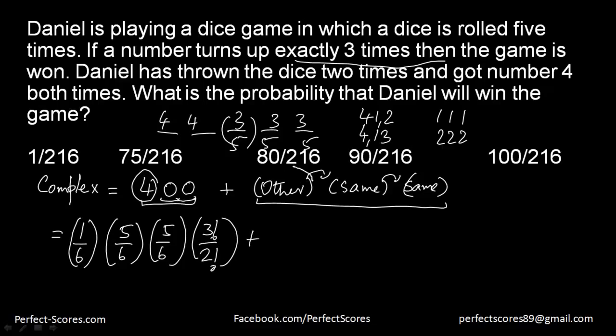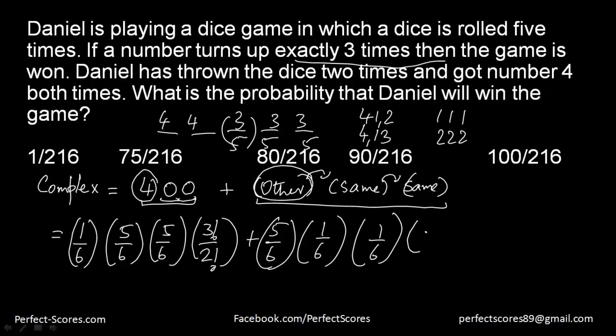In how many ways can I get any other number apart from 4? 5 by 6. In how many ways should I get the same number? 1 by 6. Same number? 1 by 6. And what is the arrangement here? It's 1. Why is that? Because 1 1 1, 2 2 2, 4 4 4, 5 5 5 can arrange in only one way. So if I calculate that, that comes down to 75 plus 5, which is equal to 80 by 216, which is my answer here.